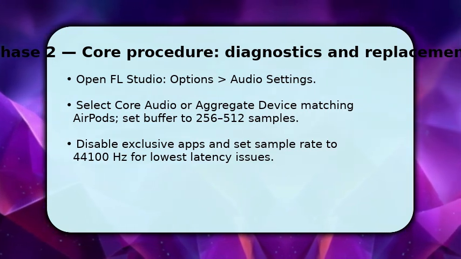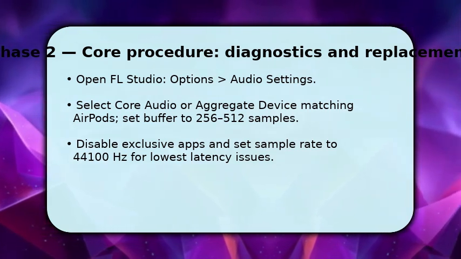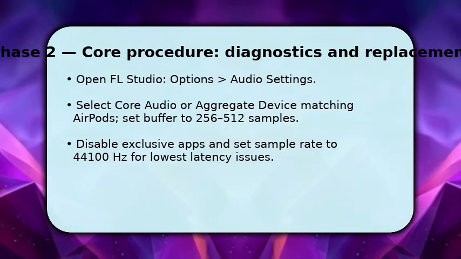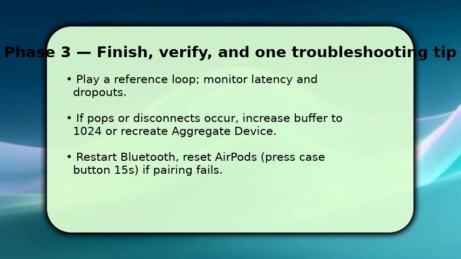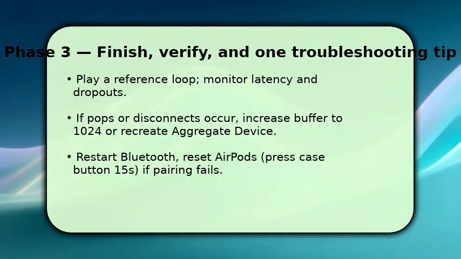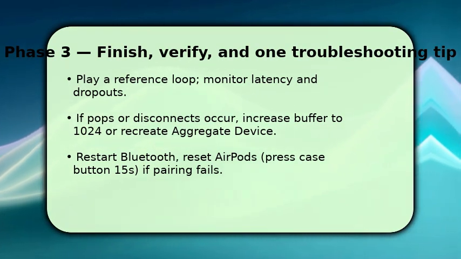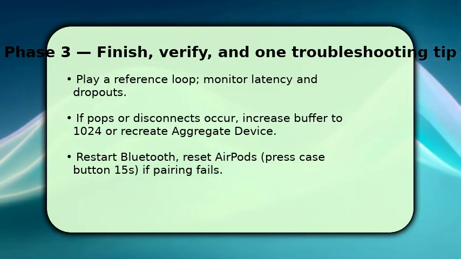Then test with a simple pattern. You finish by playing a loop and listening for latency or glitches. Small delay is normal with Bluetooth, so evaluate whether it's acceptable for tracking versus mixing. If you hear pops or dropouts, increase the buffer to 1024 samples or rebuild the aggregate device to fix channel mapping.